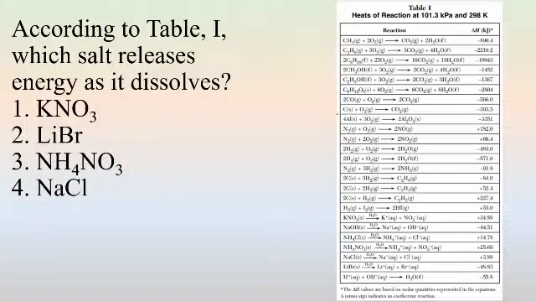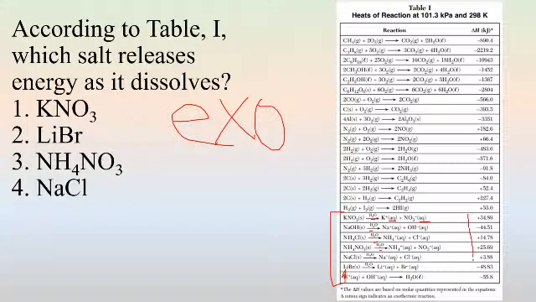According to table I, now if it literally says according to table I and you don't turn to table I, come on now, all right? But which salt releases energy as it dissolves? Well, releasing energy means what? Exothermic. So I'm just going to scan through them. Also notice down here, do you see how these first set here have H2O over the arrow? That means I'm putting it in water and dissolving it. How do I know? They all end with aqueous, right? So now I'm just going to look here and see, well, my two options for exothermic are this one and this one. Which one is a choice? That one.